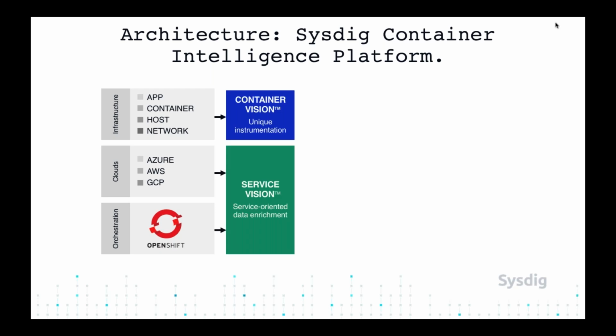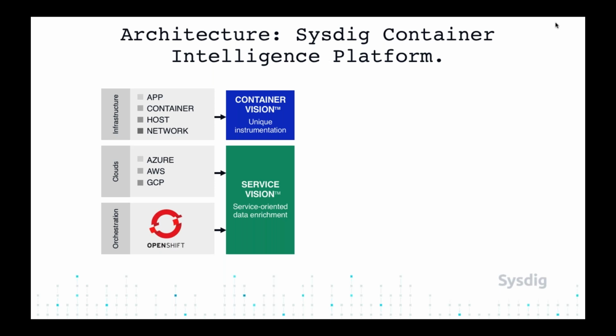All of that we take advantage of with two technologies. One is container vision. Container vision is our unique way of instrumenting your environment so that we're able to see all the things going on in the container hosts and the containers themselves without actually having to be inside the containers. We'll talk about how that works in just a moment.